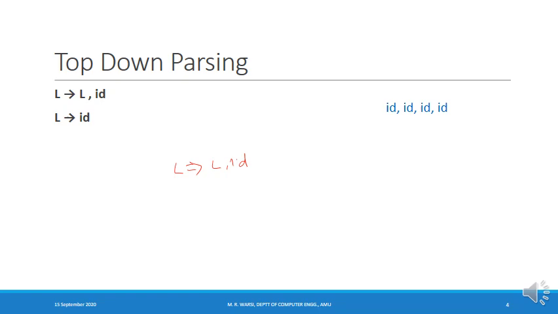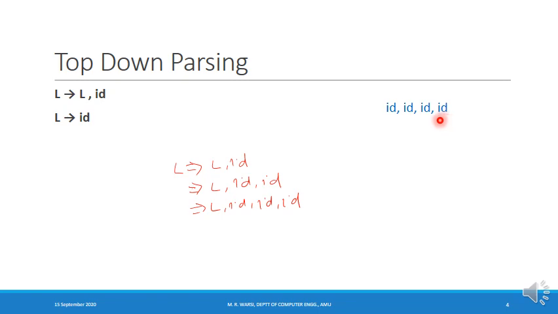I continue the derivation, and in the next step I further expand the capital L and obtain this sentential form. The two IDs which are there, they are the last two IDs in the input string. I'll further expand capital L using the first production, and I obtain the sentential form L comma identifier comma identifier comma identifier. The three identifiers which are there in this sentential form, they are the last three identifiers which are there in the input string.